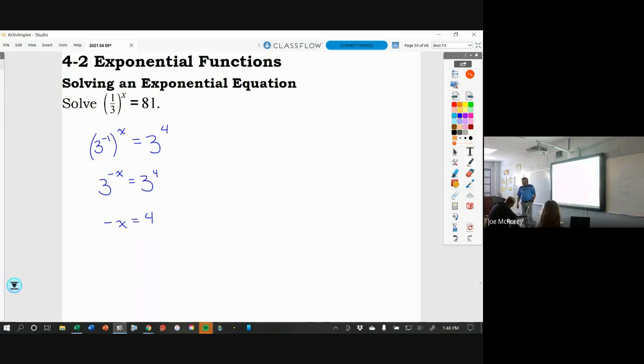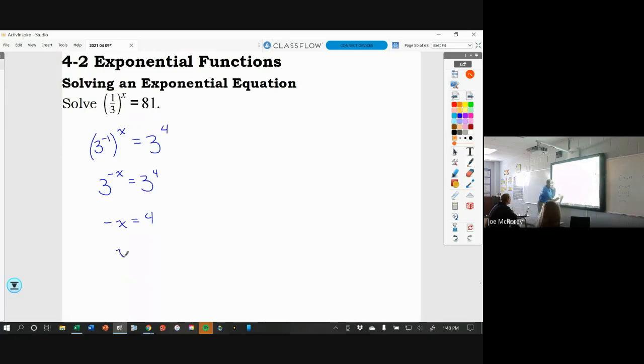But I don't care about -x, I want to know what x is. Wait, why'd you throw the 3's away? Because I don't care about them, because they're the same. That's the base. Okay? So what's x equal to? x equals -4.